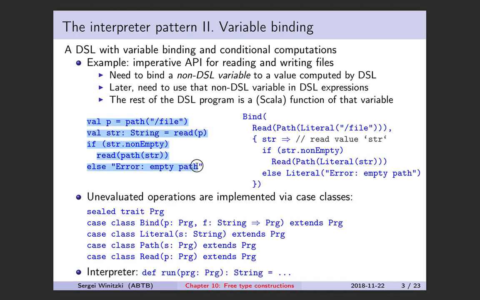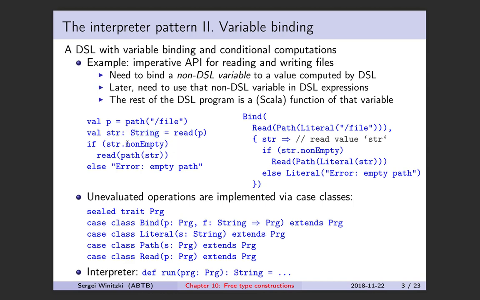We want to replace this with a DSL program, with a data structure. So the functionality we want to implement is to create a path for a given file name. So this could check that it exists or whatever. Translate this into some URL if necessary. We don't know. So right now we just say there is some operation that creates paths out of strings. And there is another operation that reads a file at a given path. And the result is a string. So you read the contents of a file.